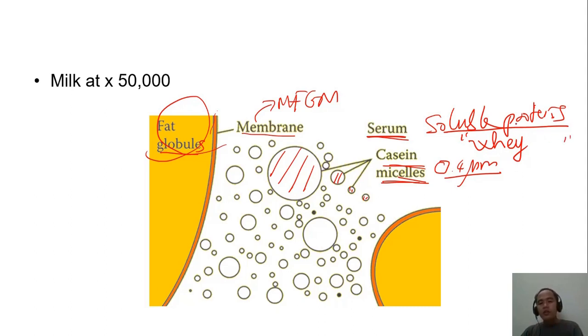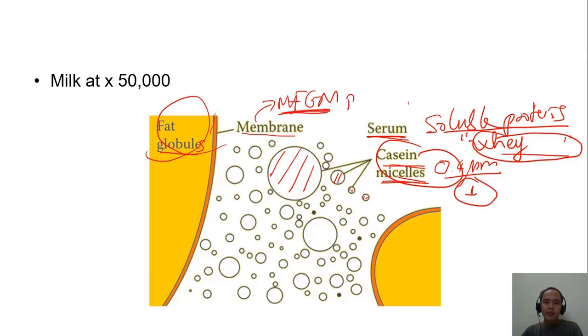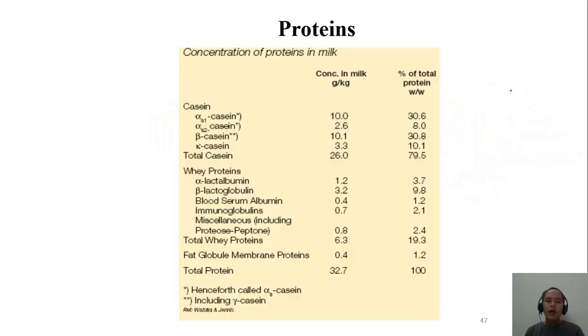So just by looking at this image, we see that milk has generally three groups of proteins. Casein is the main one, whey protein is the second group, and there is a minor, small group, which is the protein in the MFGM. And most of these proteins are glycoproteins. We already mentioned this a bit in the previous part, actually.